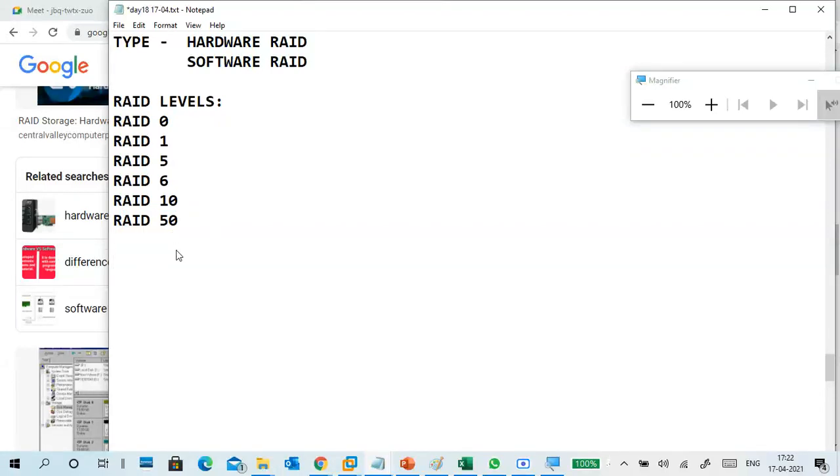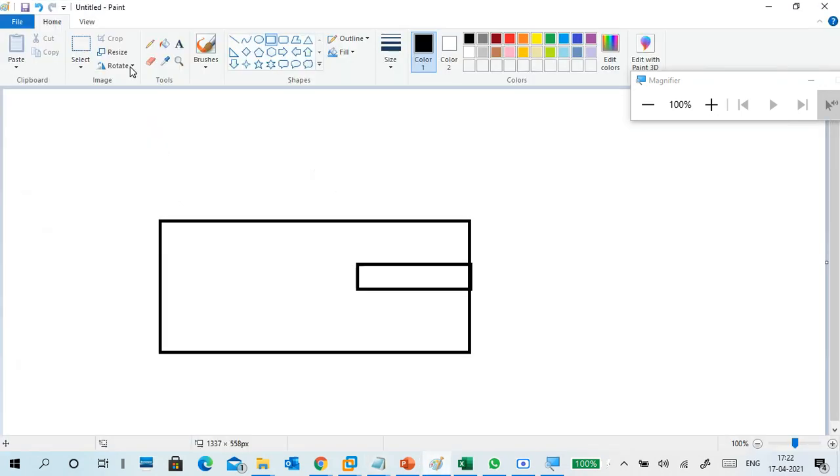Okay. What are these RAID levels? We'll see that. This is my Paint.